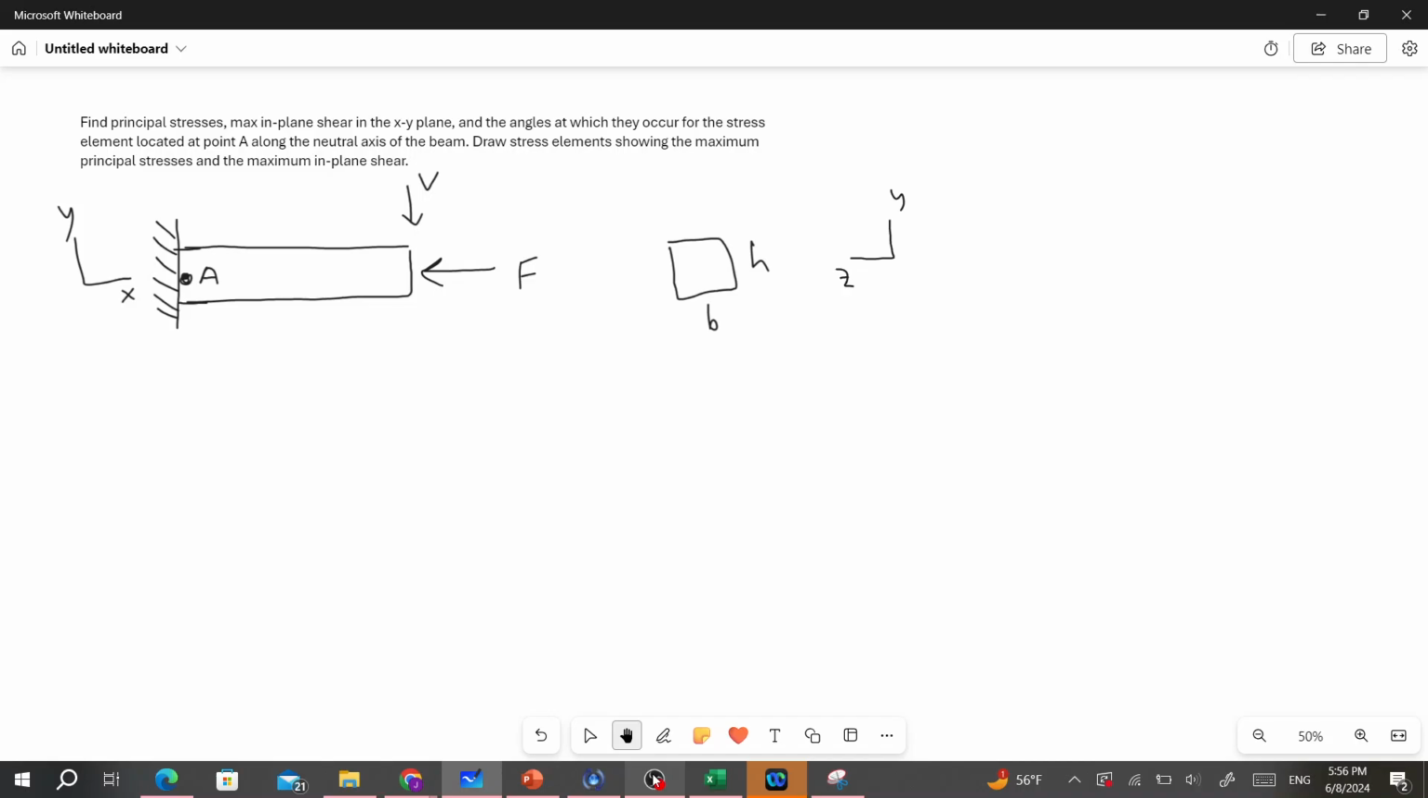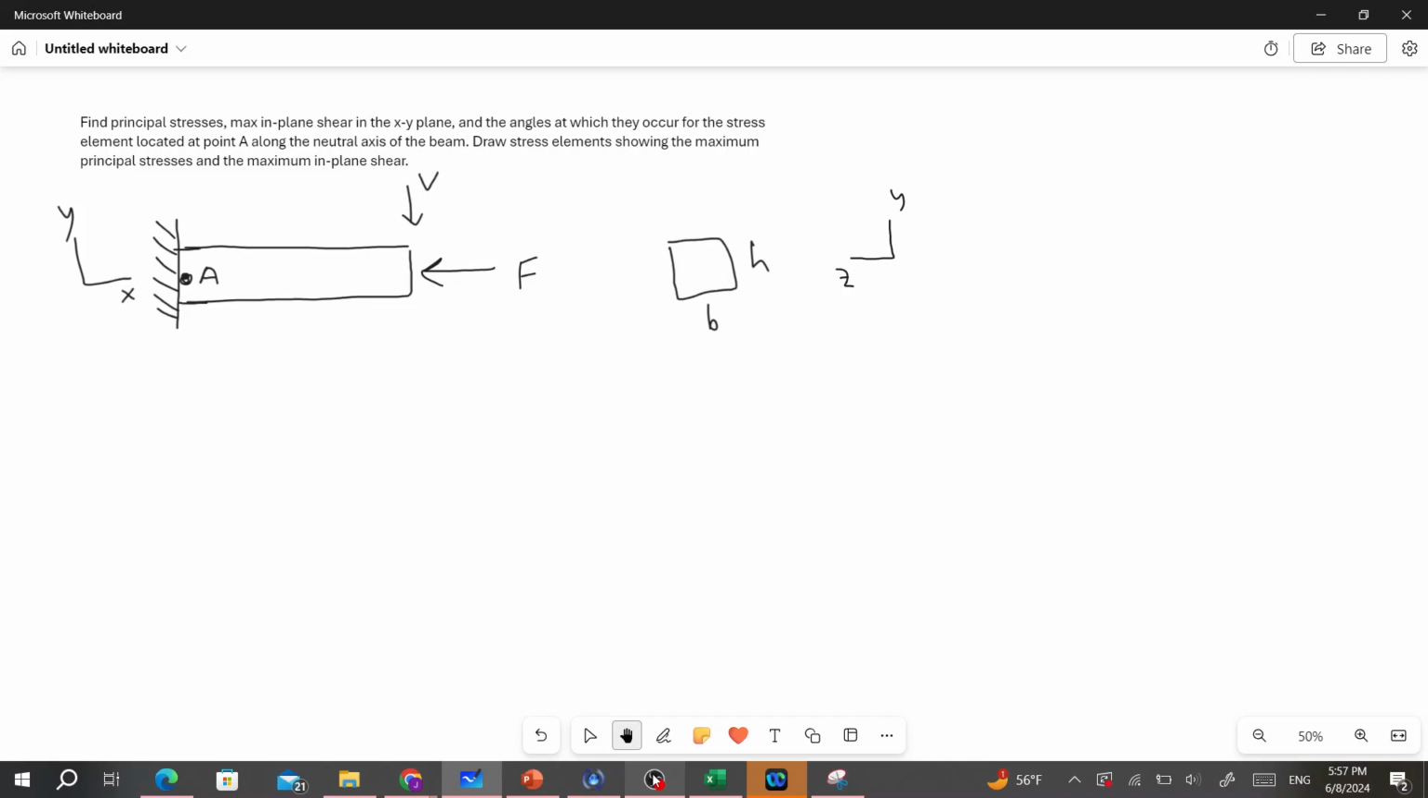In this problem, we're going to look at how to find principal stresses and the max in-plane shear in the xy plane, and then look at the angles at which those occur. And we're going to do an example problem. So we're going to find the principal stresses and the max in-plane shear and the corresponding angles for a combined loading problem. So here we have a cantilever beam.